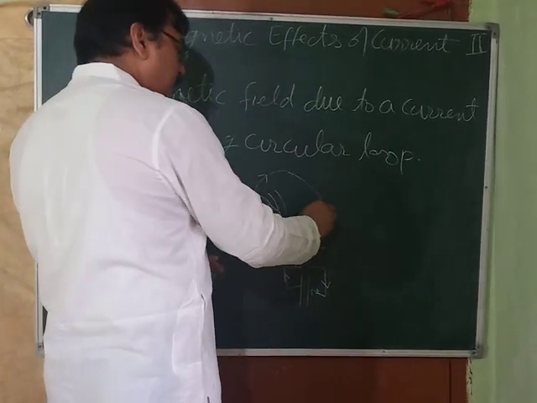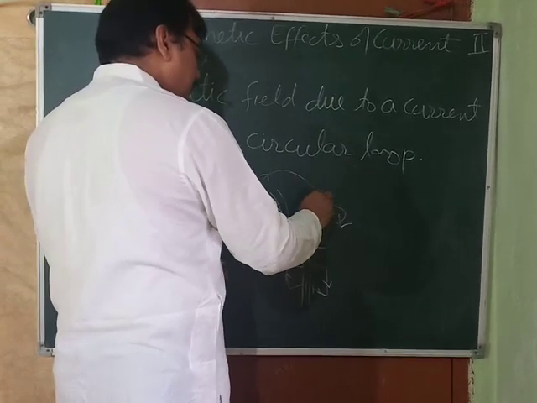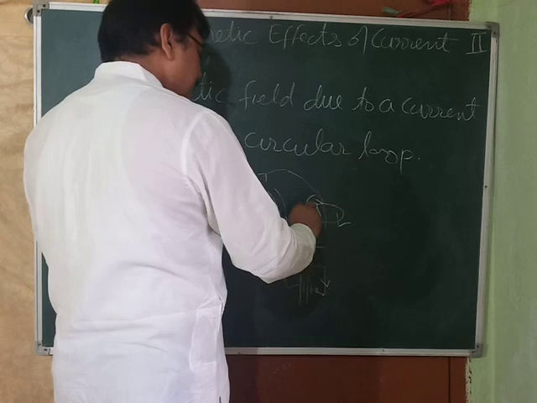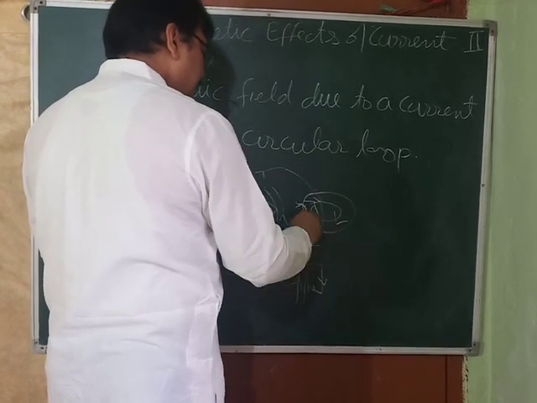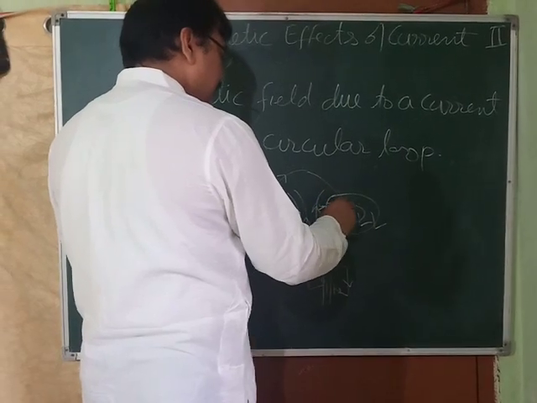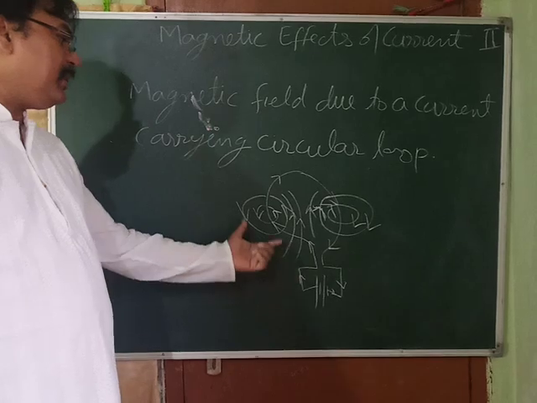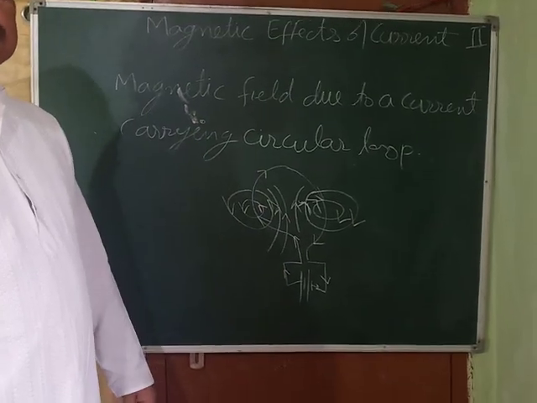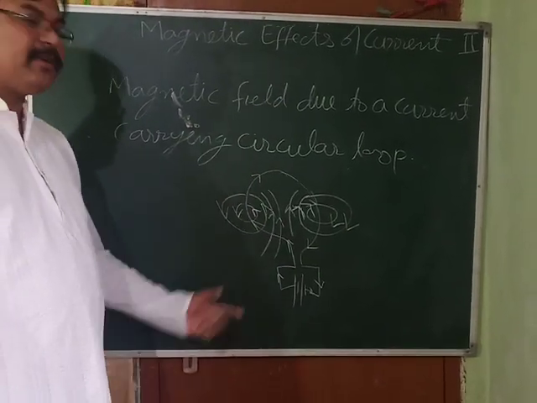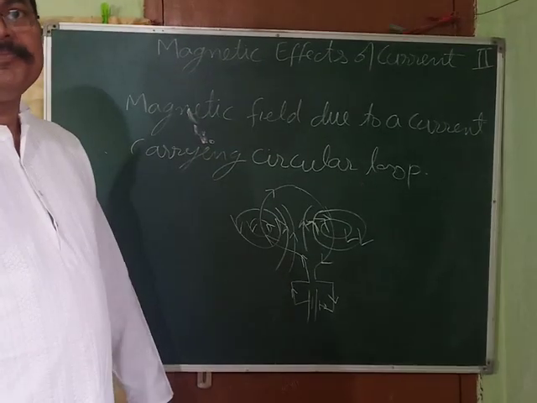So it is going in from this side and from this side it is coming out. It is going in from this side, okay, and it is coming out from this side. So this is the pattern of magnetic field lines due to a circular loop. In this way you can draw the pattern of magnetic field lines using your right hand thumb rule. Okay.